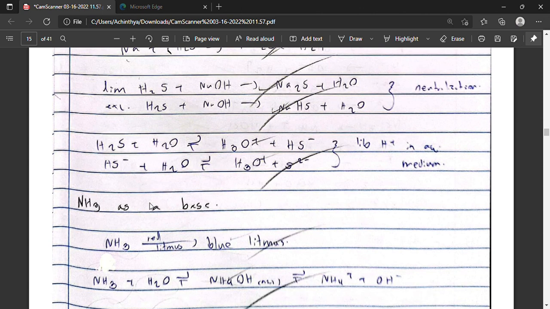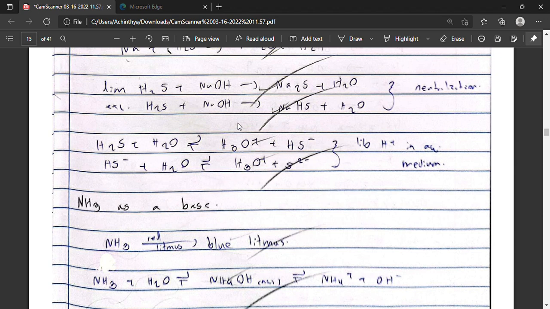Another reason we see it as an acid is because when it is dissolved in water, hydrogen sulfide decomposes to release hydronium ions. It liberates hydrogen ions in aqueous medium, so it's acidic. As we can see here, hydrogen sulfide reversibly dissociates to form the bisulfide ion and the hydronium ion, and the bisulfide ion also reacts with water reversibly to release a hydronium ion and sulfide ion.